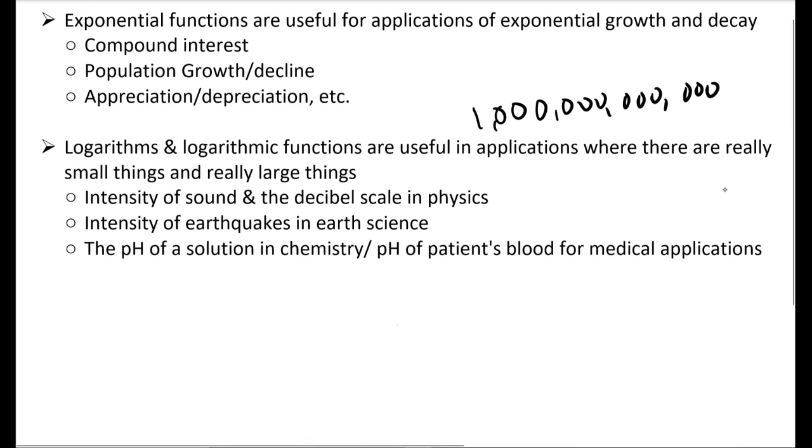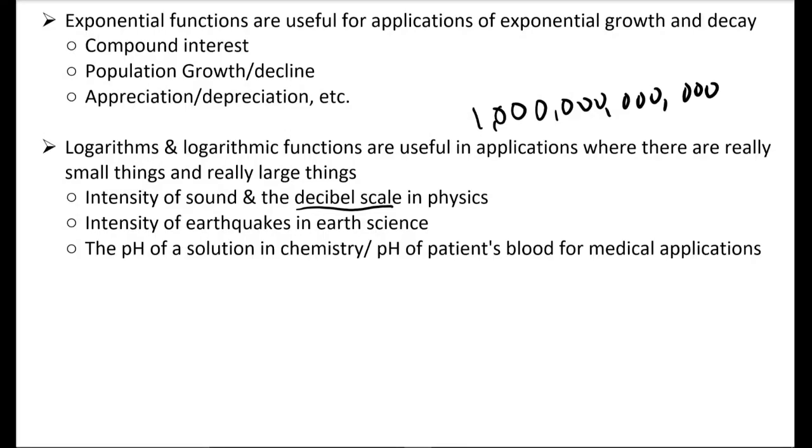So, for example, when we're talking about intensity of sound, the decibel scale is a scale that is used to rate the intensity of a sound. When we're talking about the decibel scale in physics, what we mean is, for example, if you have a sound that is 20 decibels in magnitude, then this means that the intensity of the sound is actually 10 times greater than the sound pressure of the quietest sound that we can hear.